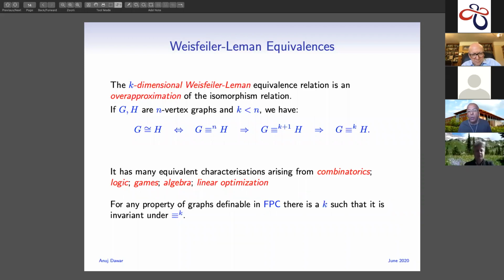Its connection to what I've been talking about is that this class FPC of problems, which I'm thinking of as symmetric polynomial time, is contained inside polynomial time, but computable by symmetric circuits. For any property definable in here, there is a k such that it's invariant under k-equivalence. And this is really the method for proving lower bounds or impossibility results. To show that something is undefinable here, you show that it is not invariant under k-equivalence for any k, right? And we can do this for all the examples I mentioned: Hamiltonian cycle, satisfiability, and so on.